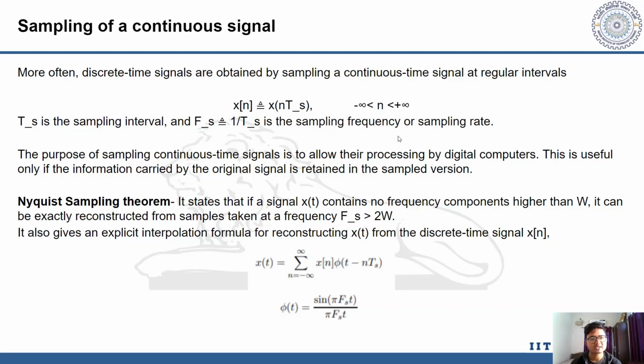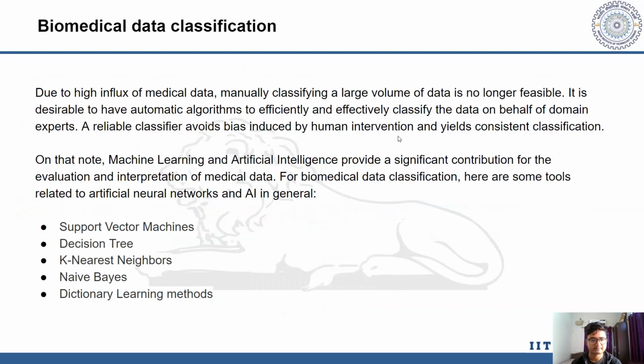Now, an important concept here is the Nyquist sampling theorem. It states that if the signal x(t), x as a function of time, contains no frequency components higher than W, where W is some frequency, it can be exactly reconstructed from samples taken at a frequency f greater than 2W. From the Nyquist sampling theorem, we also get an explicit interpolation formula for reconstructing our signal as a function of time from the discrete samples. So the inverse process can also happen. This is the expression for that.